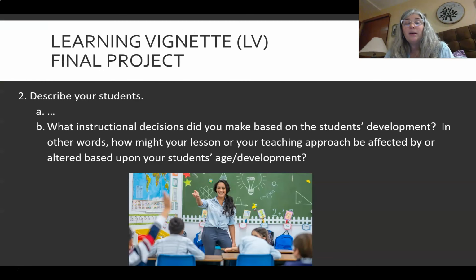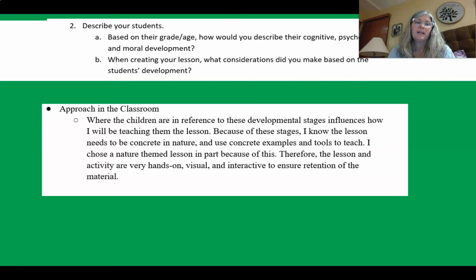Now, question 2 has a Part A and a Part B. That was Part A. Part B says, what instructional decisions did you make based upon your student's development? So, how might your lesson or your teaching approach be affected or altered based upon the student's age and or development? Because remember, what's the point in understanding who your students are and where they are developmentally, unless in turn that is going to affect how you would be teaching them? Think about all the times that we've talked about developmental issues, and then I related that to teaching tips, right?